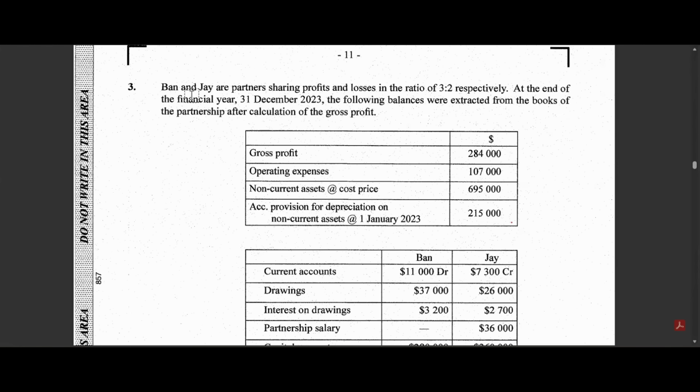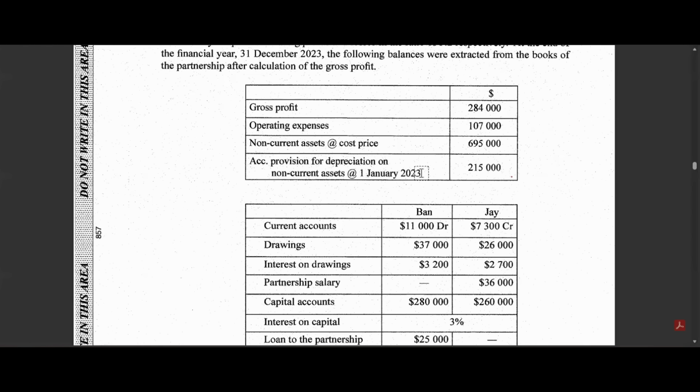Question 3. Ban and J are partners sharing profits and losses in a ratio 3:2 respectively. Good. So this is a partnership question. At the end of the financial year, 31st December 2023, the following balances were extracted from the books of the partnership after calculation of the gross profit. So we do have the gross profit, we have operating expenses, we have non-current assets at the cost price, we have provision for depreciation account for non-current assets. This provision for depreciation had a value of $215,000.